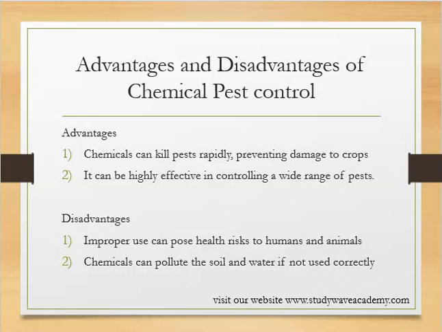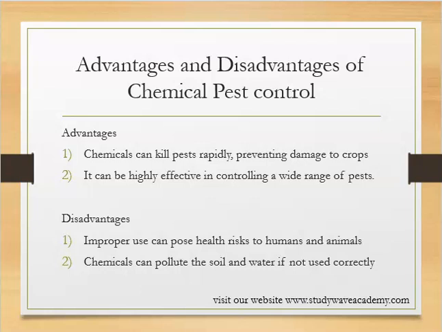And chemicals can pollute the soil and water if not used correctly. If it's not a professional that is using it, you won't know how to use it correctly, and it might pollute the soil and the water, the environment. So these are the advantages and disadvantages of chemical pest control. There are more, right? Not just these ones I mentioned.